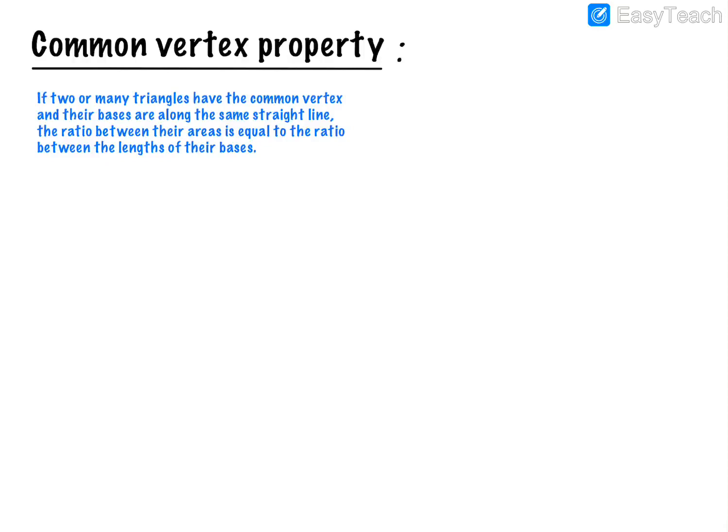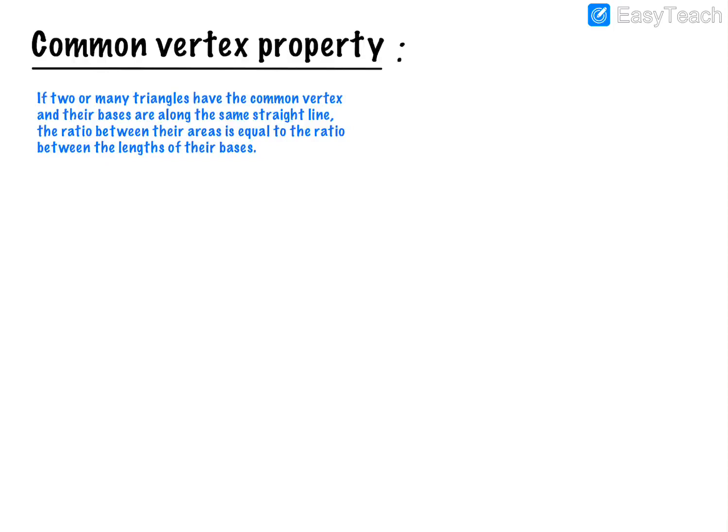For your boards, in your exams you need to write this statement: if two or many triangles have the common vertex and their bases are along the same straight line, then the ratio between their areas is equal to the ratio between the length of their bases. Now see, what does it mean?